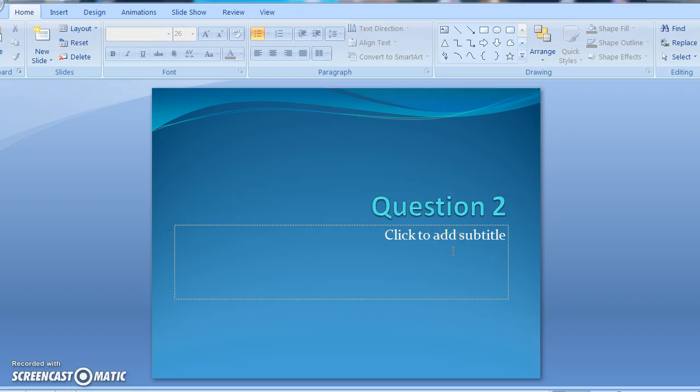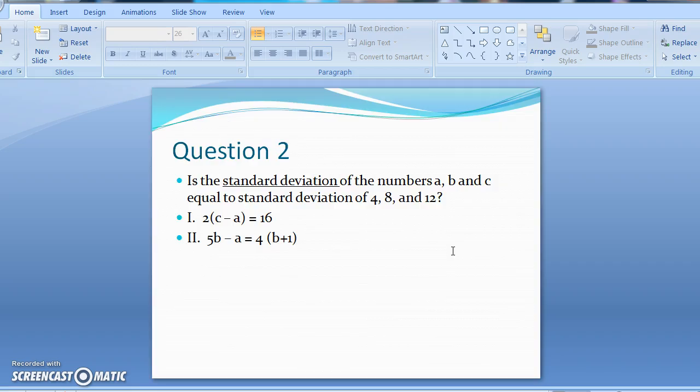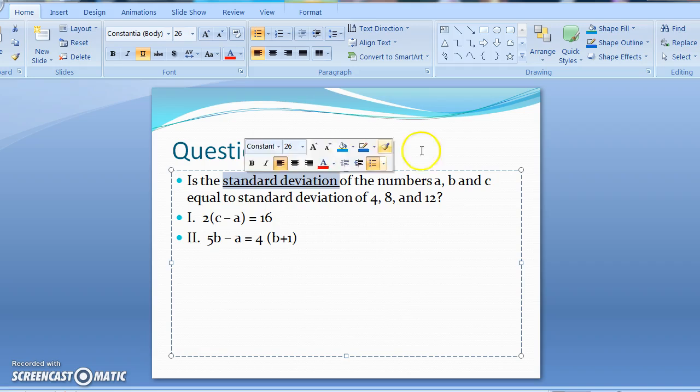Alright, great. Welcome to the discussion on question 2. Let's take a look. Question 2 says, is the standard deviation of the numbers a, b and c equal to the standard deviation of 4, 8 and 12? Statement 1 says 2 into c minus a is 16. Statement 2, 5b minus a equal to 4 into b plus 1.